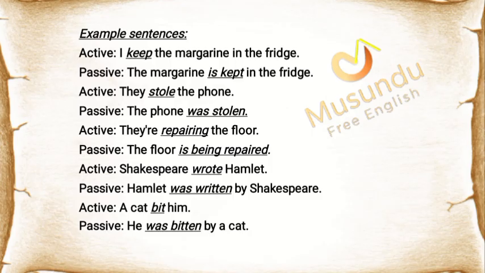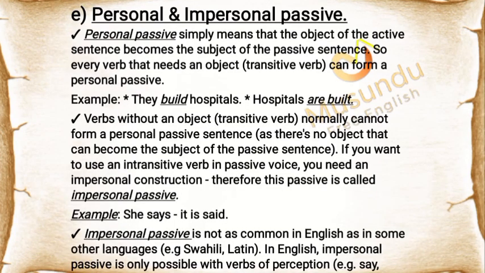Active, Shakespeare wrote Hamlet. Passive, Hamlet was written by Shakespeare. Active, a cat bit him. Passive, he was bitten by a cat. E. Personal and impersonal passive. Personal passive simply means that the object of the active sentence becomes the subject of the passive sentence.